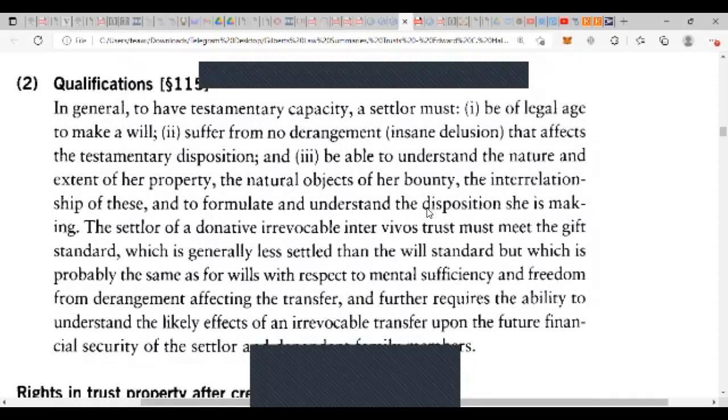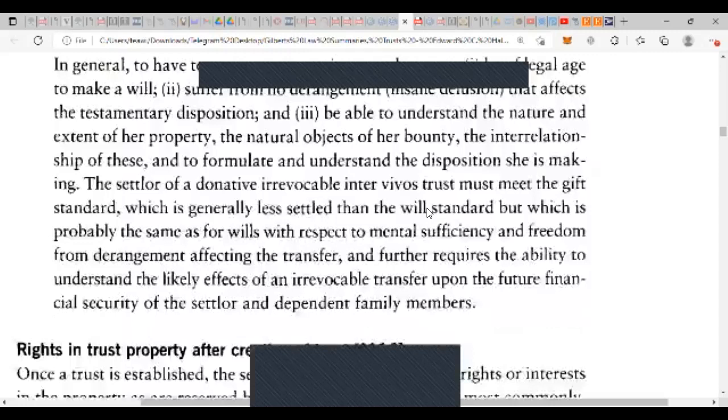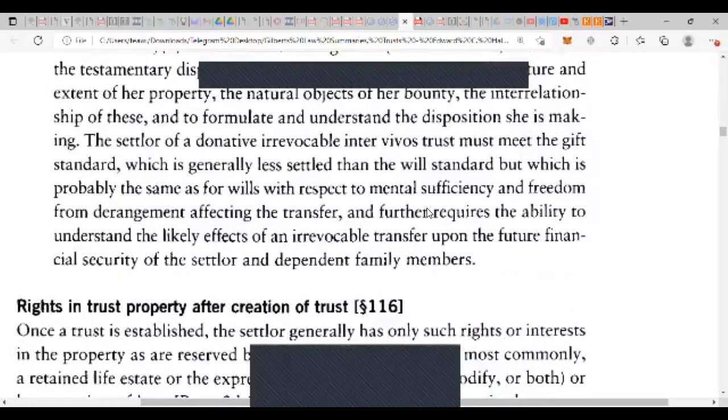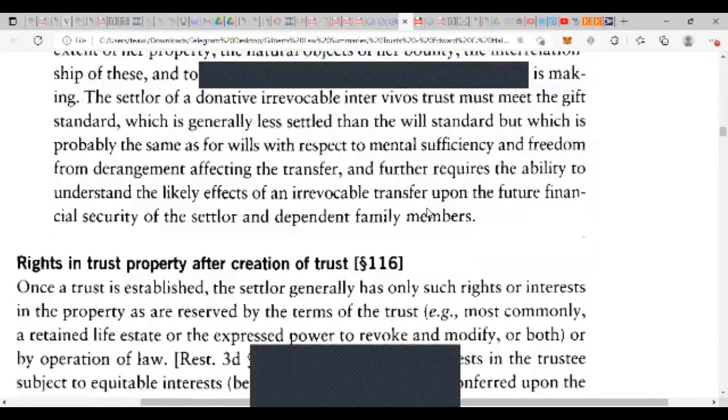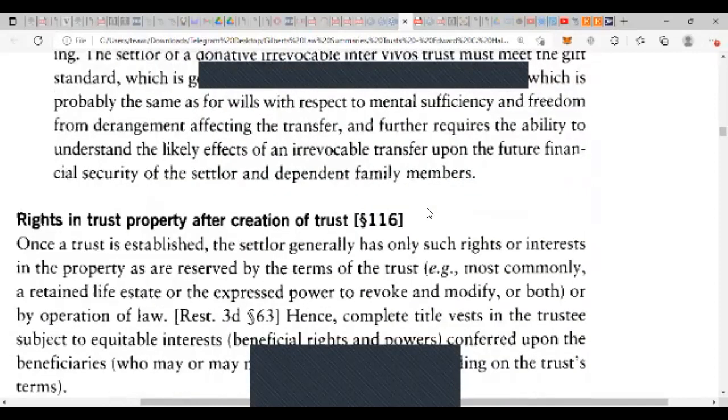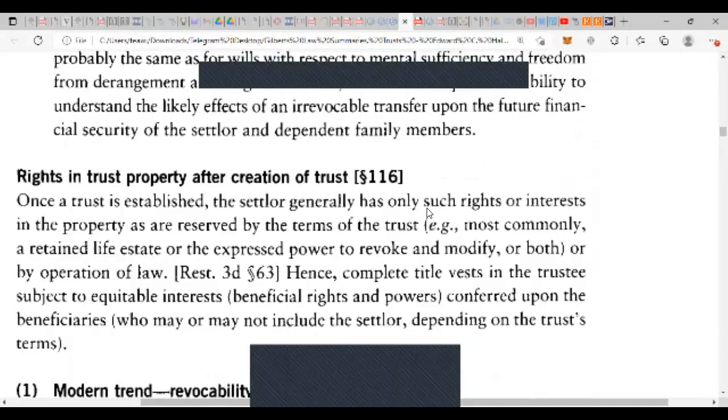The settlor of a donative irrevocable inter vivos trust must meet the gift standard, which is generally less settled than the will standard, but which is probably the same as for wills with respect to mental sufficiency and freedom from derangement affecting the transfer, and further requires the ability to understand the likely effects of an irrevocable transfer upon the future financial security of the settlor and dependent family members.